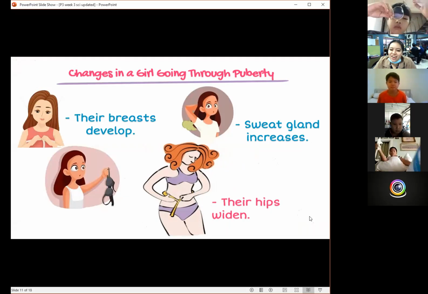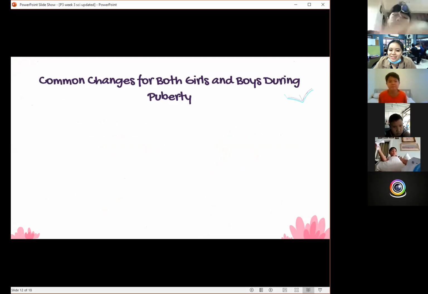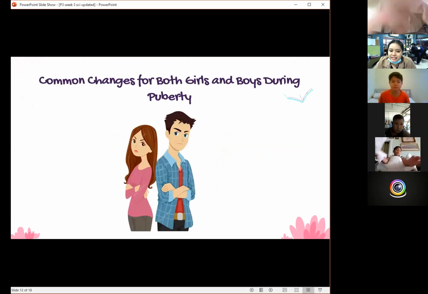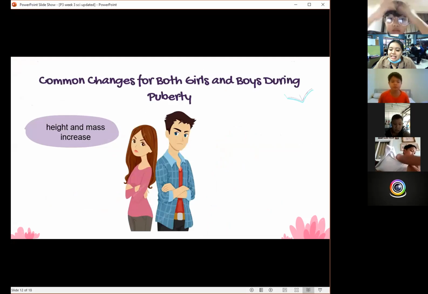All right. Now, what are the common changes for both girls and boys during puberty? Okay. First, height and mass increase. They become taller and they gain weight.